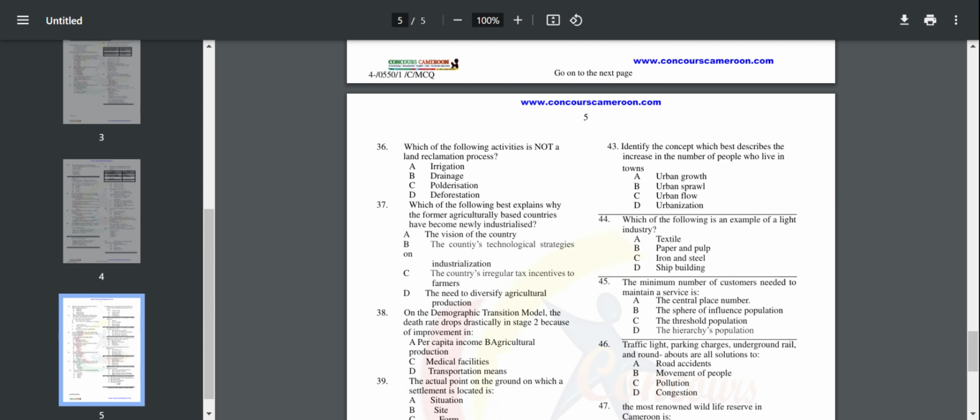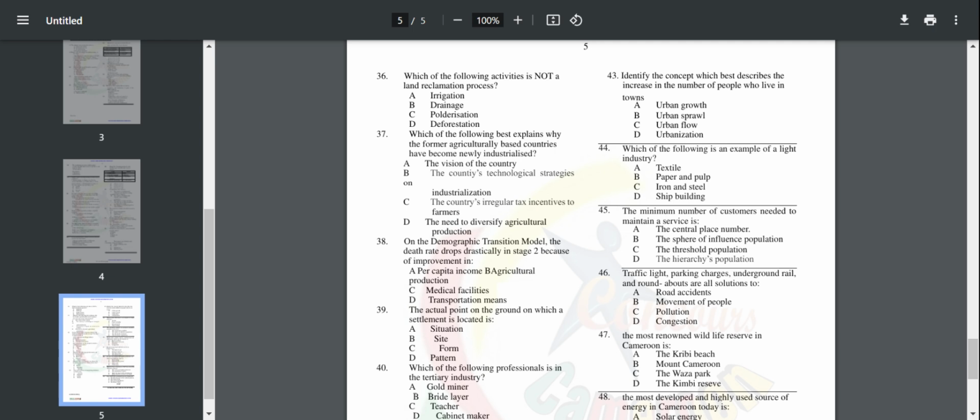Question 38. On the demographic transition model, the death rate drops drastically in stage 2 because of improvement in... The answer is C, medical facilities.